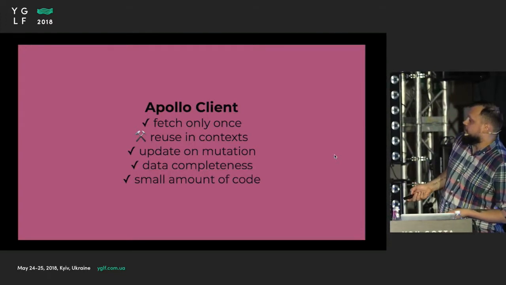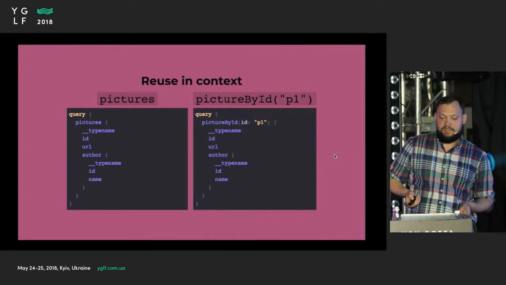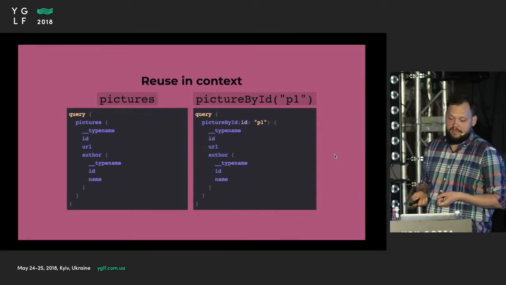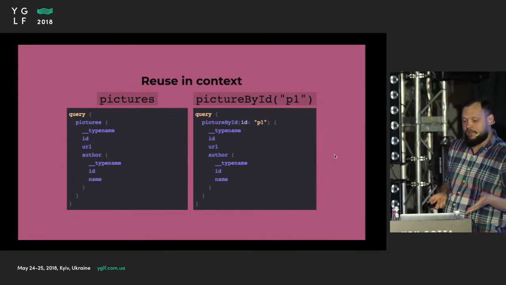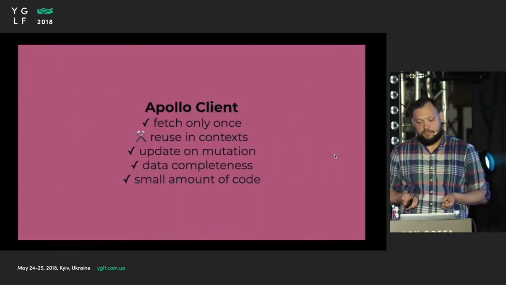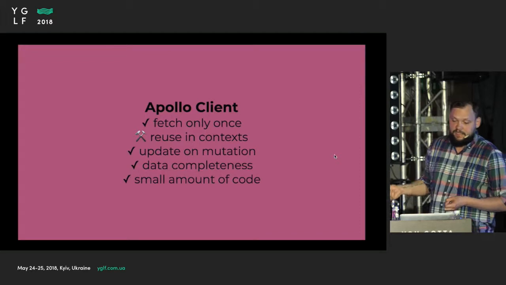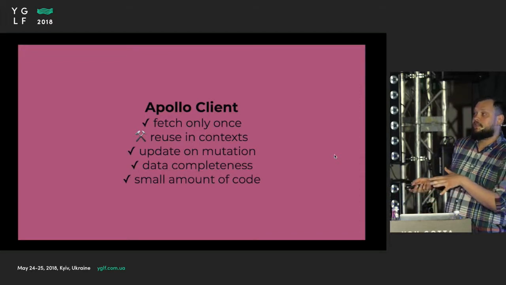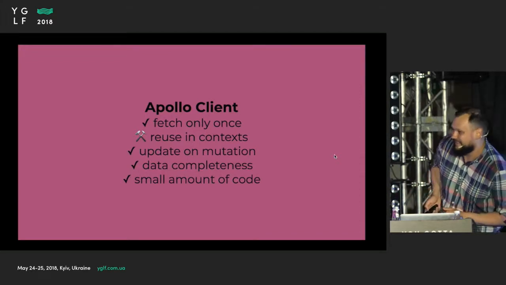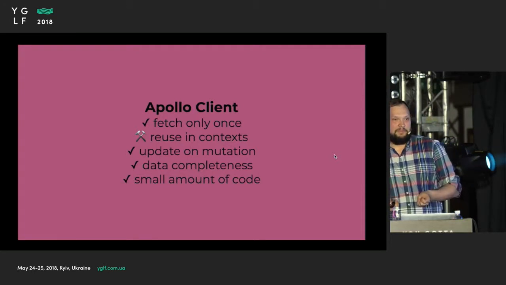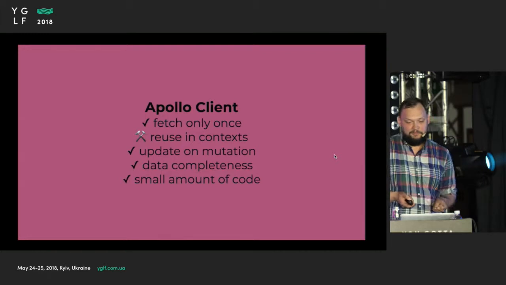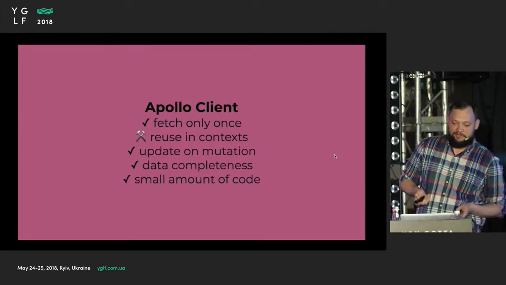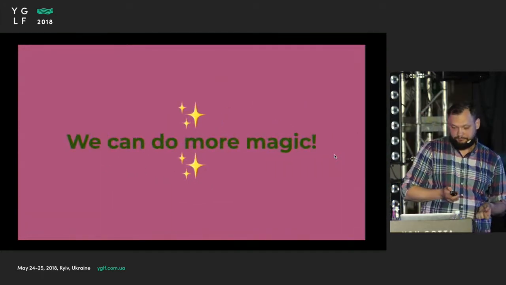Apollo updates stuff on mutation. Whenever you get an object in any query, be it a mutation or a normal query, it will always update the cache with this object. And yeah, it handles data completeness. And when you only handle the stuff that it supports well, you don't have to write much code. Of course, as soon as you step out of the supported feature set, you will have to write more code.